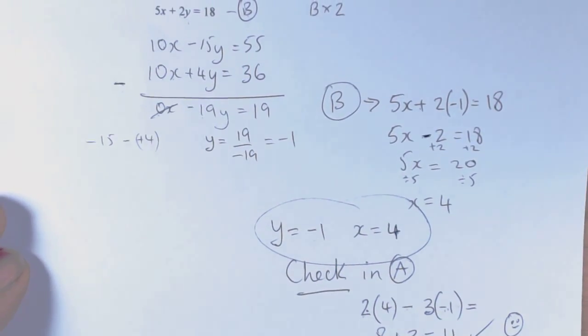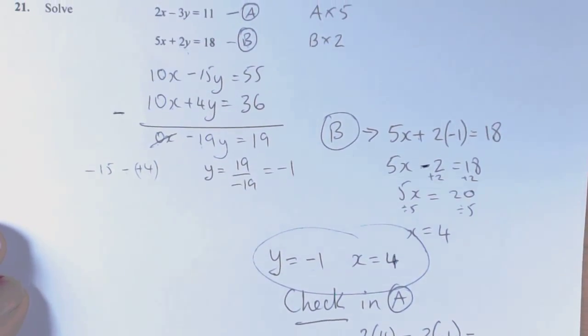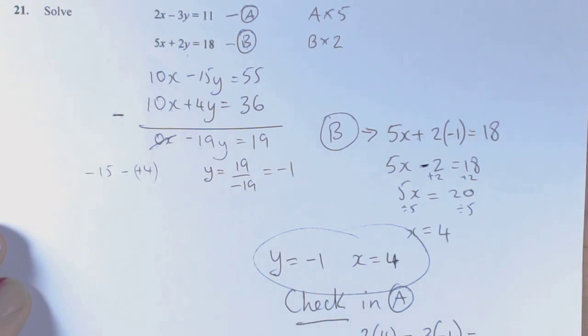So that's a summary of doing simultaneous equations. Make one of the coefficients the same. Do either an add or a subtract to eliminate that letter that you made the same coefficient, and then substitute into one of the equations to find the value of the other one, and then do the check at the end to make sure it does work for both equations. Simultaneous must work for both.